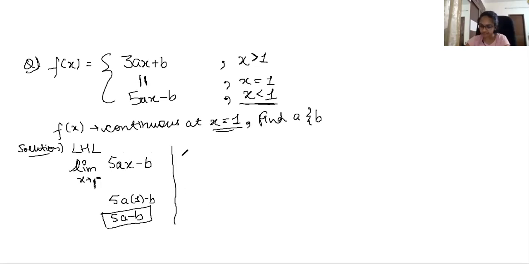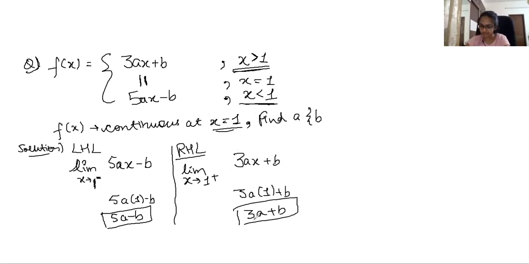Okay. Now, the next thing, RHL, limit x tending to 1 plus. 1 plus means the value of x should be greater than 1, which is clearly visible in this particular case. So we'll write 3ax plus b. In place of x, we'll write 1. So we will have 3a plus b from here. Is it clear? Great.